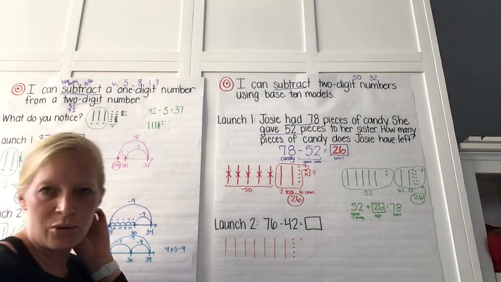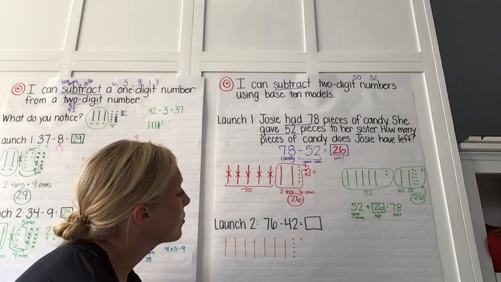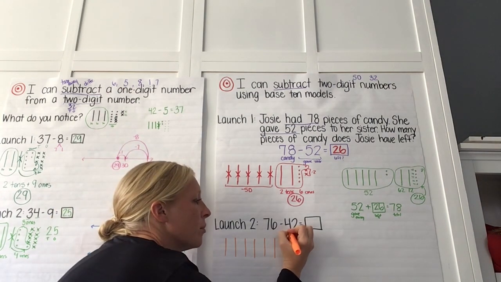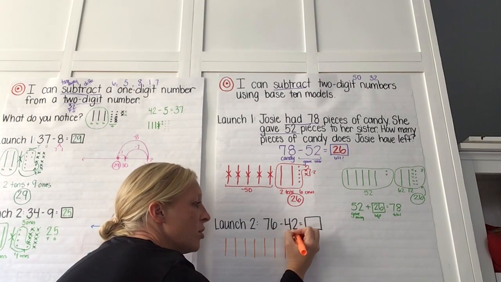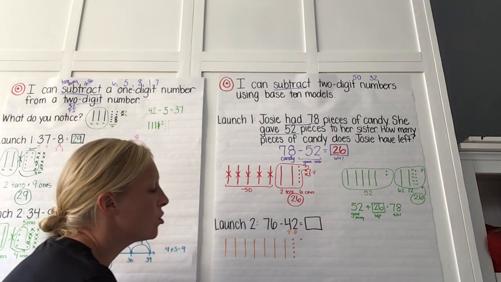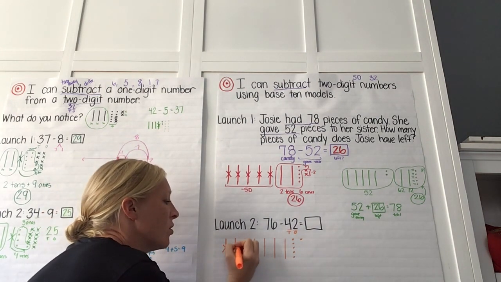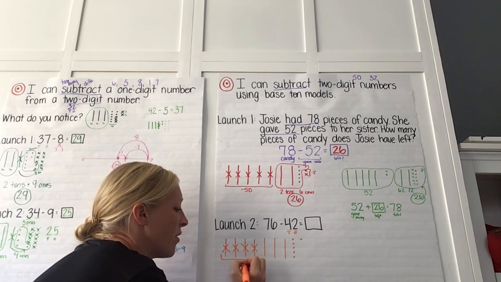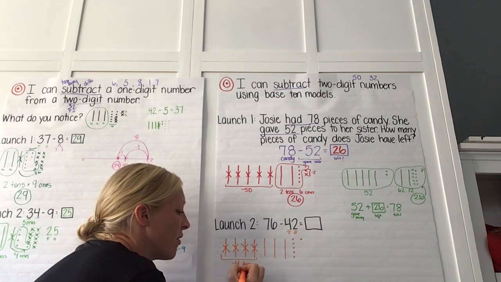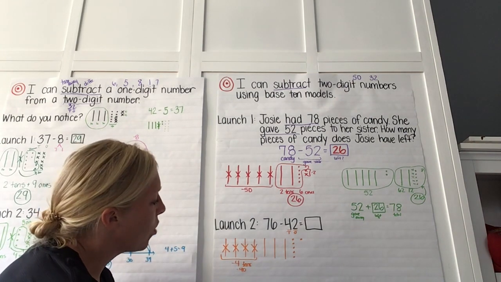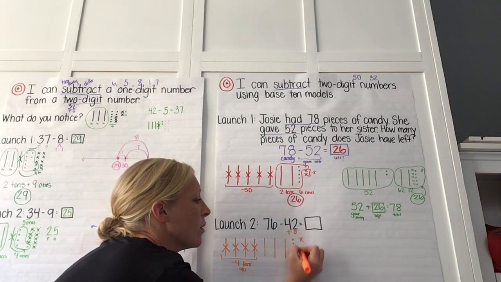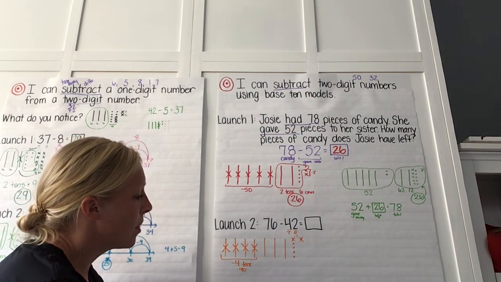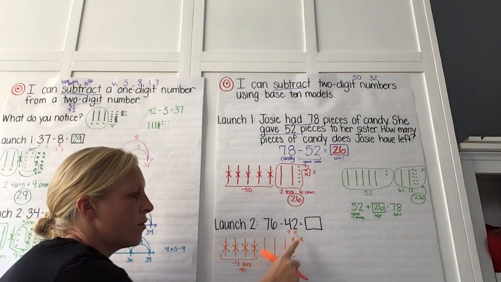Okay, and what did you do next? Okay, so you took away 4 tens. Why 4 tens? Because in 42, there's 4 tens and 2 ones. So 10, 20, 30, 40. Taking away 4 tens or taking away 40. Okay, and what are you doing with your ones? Taking away 2. So take away 40, 41, 42.